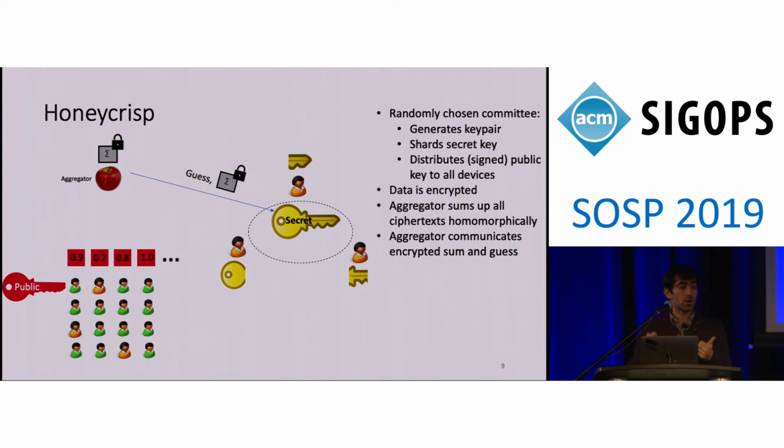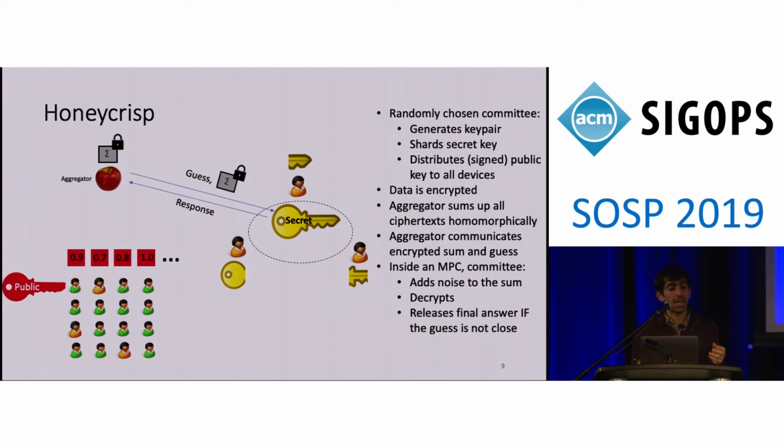First, they're going to add some noise to the sum. So this is going to give us our actual differentially private guarantee. They're going to decrypt, and they're going to compare to the guess and release the final answer only if the guess was not close to the value they observed, or this noisy value. And a large amount of the time, they might just send a confirmation that the guess was the same.